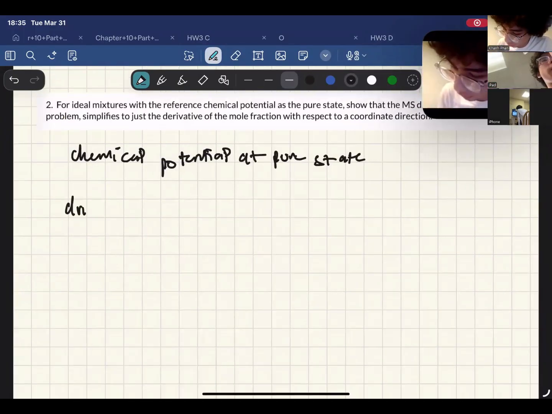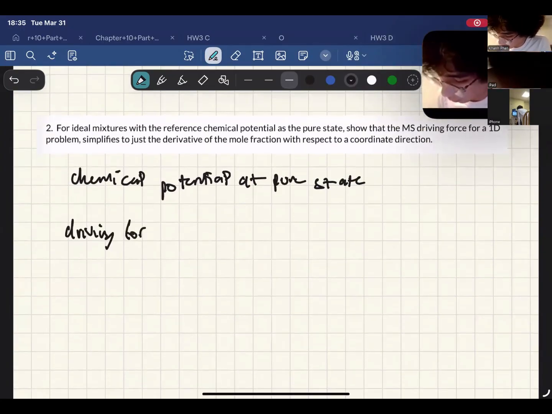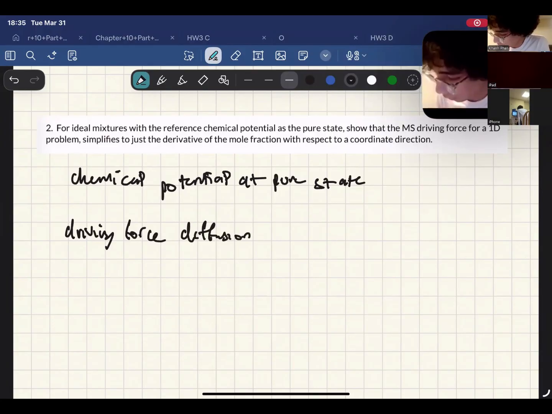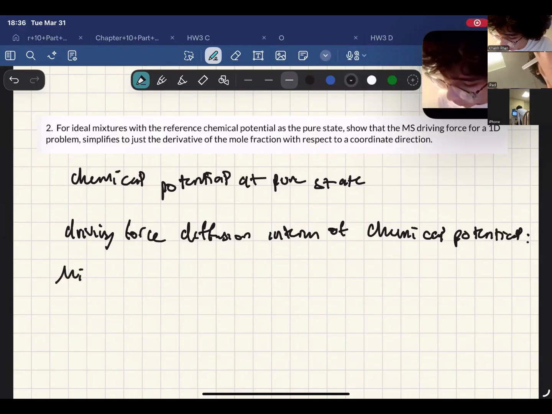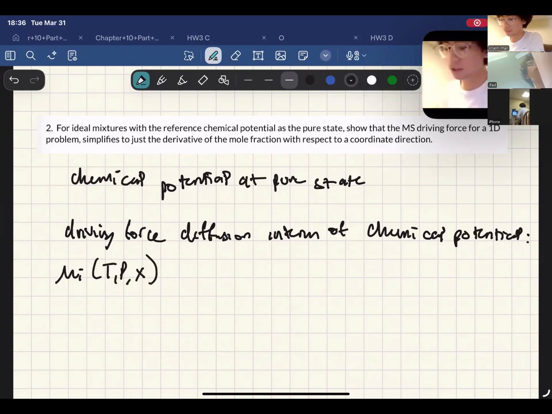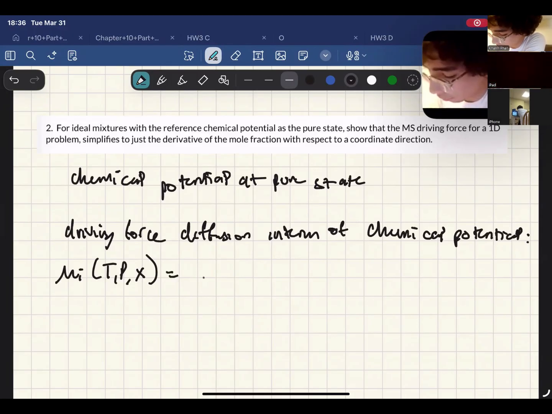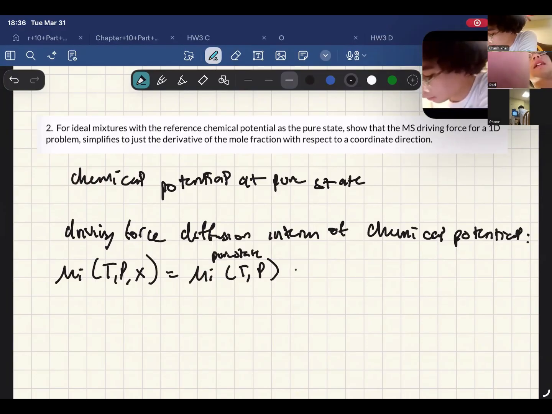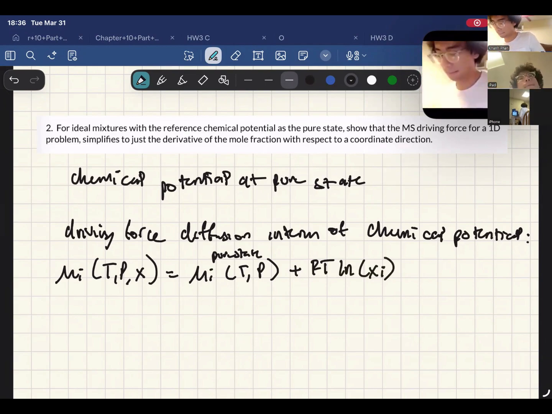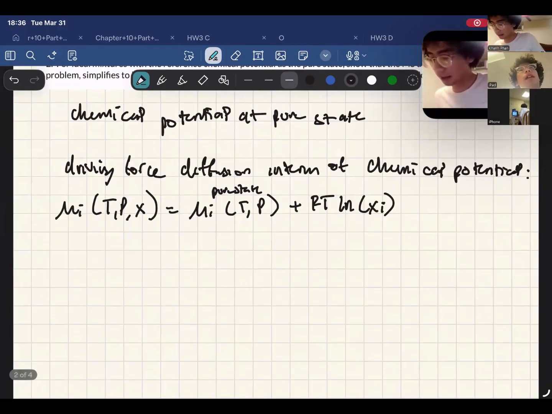So the driving force for diffusion in terms of chemical potential would be written as μ_i(T, P, x) equal to μ_i at the pure state, with constant T and constant P. So temperature and pressure are constant here, and then plus RT ln x_i of species i.